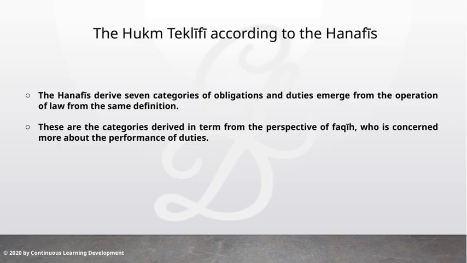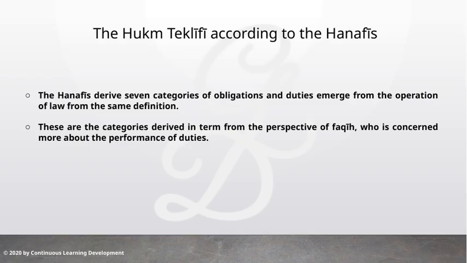The Hanafis categorize obligations and duties into 7 different groups, which all emerge from the operation of law based on a single definition. These categories are quite important because they help us understand how obligations are structured within Islamic law. From the perspective of a faqih or Islamic jurist, the focus is often on how these duties are performed and fulfilled. So these 7 categories aren't just theoretical. They serve a practical purpose in guiding how Muslims carry out their religious obligations. This classification helps clarify what is obligatory, what is recommended, and what is permissible, all from a legal perspective.